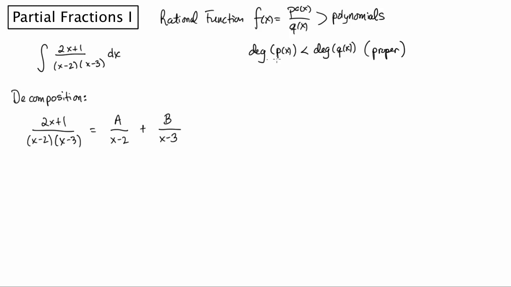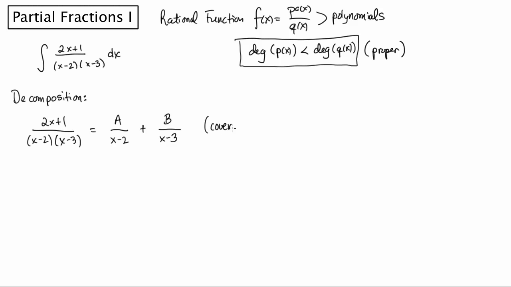Now, I still need to maintain this proper relationship, even among the partial fractions. So because the factors themselves are linear, I need something that has degree less than linear. Well, the only thing less than linear in degree would be a constant, and that's why I have both A and B on top.